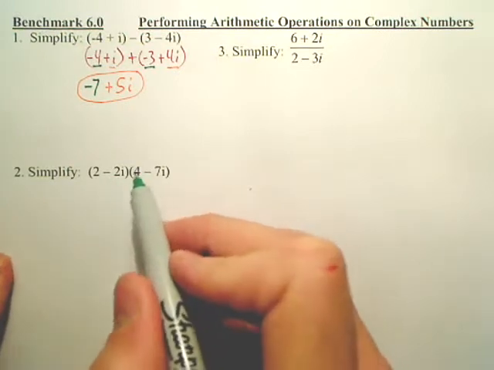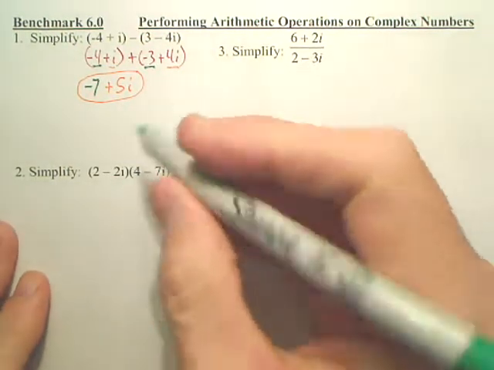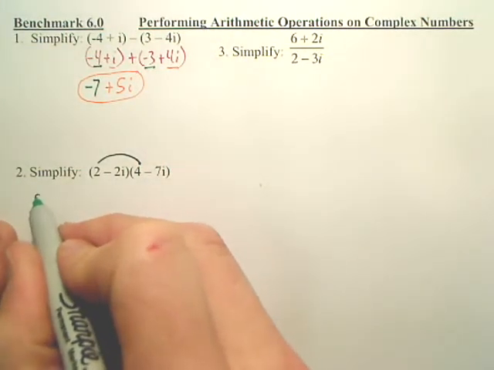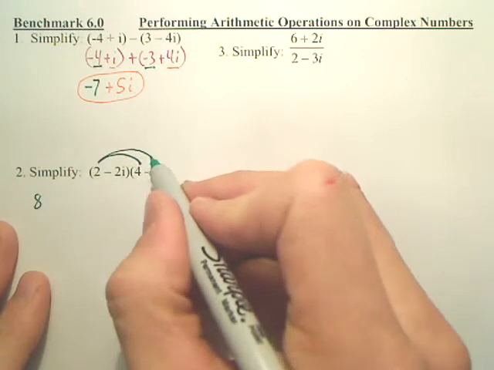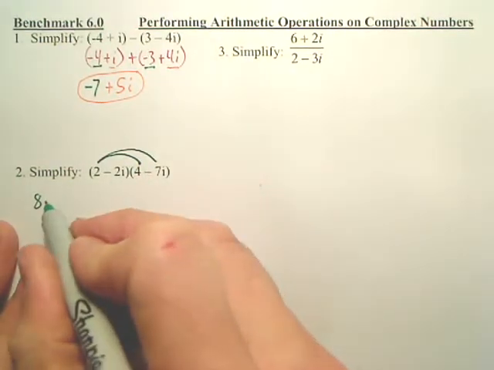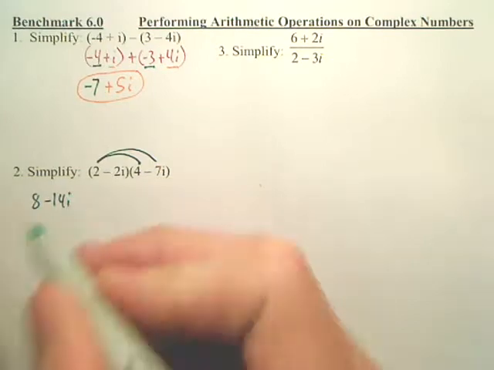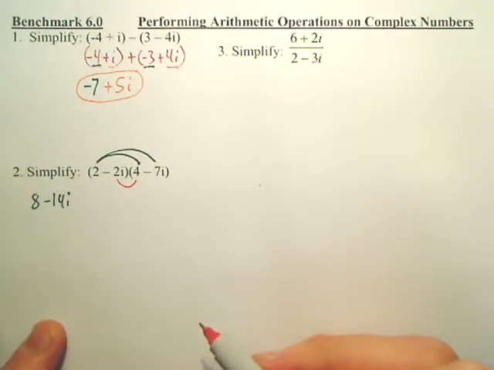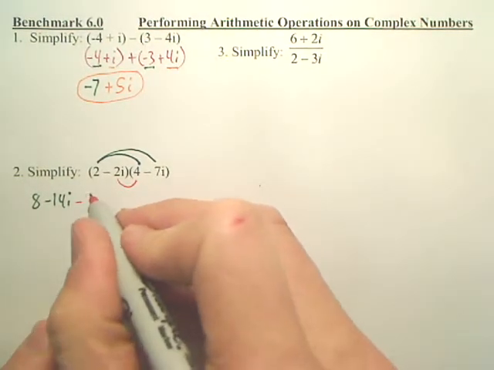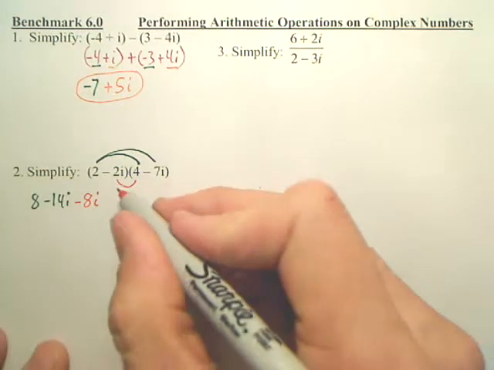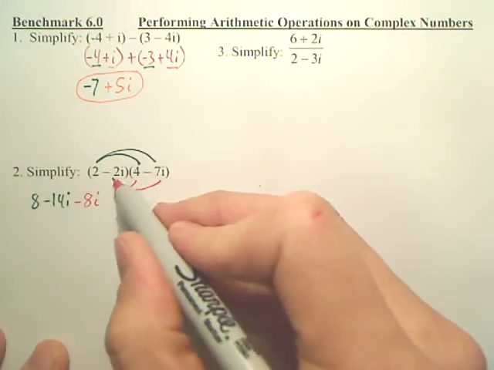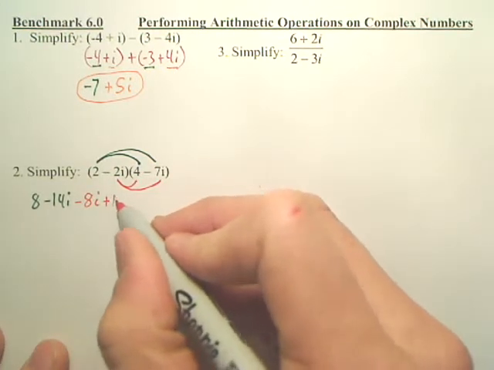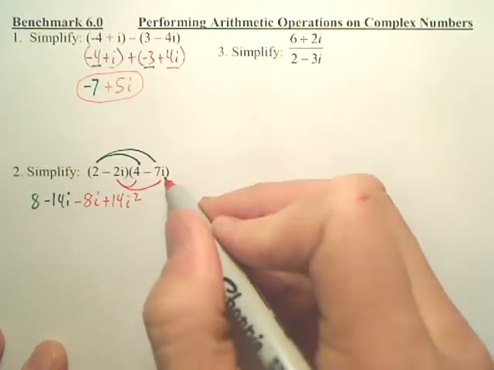Number 2, we're multiplying two imaginaries, so we're going to use FOIL. Multiply 2 times 4, you get 8. Multiply 2 times negative 7i, you get negative 14i. Then we're going to do negative 2 times 4 is negative 8i. And negative 2i times 4 is negative 8i. Negative 2i times negative 7i is positive 14i squared. Remember, i times i is i squared.